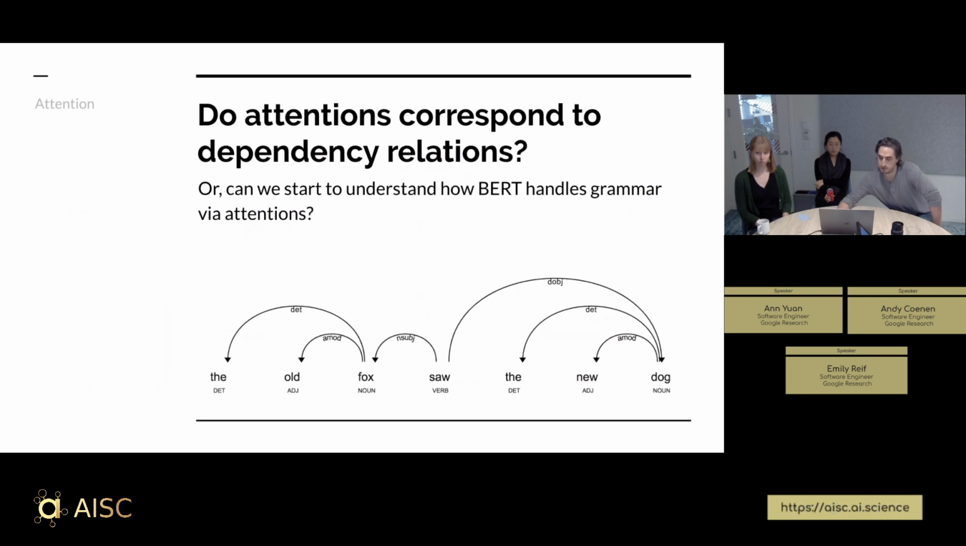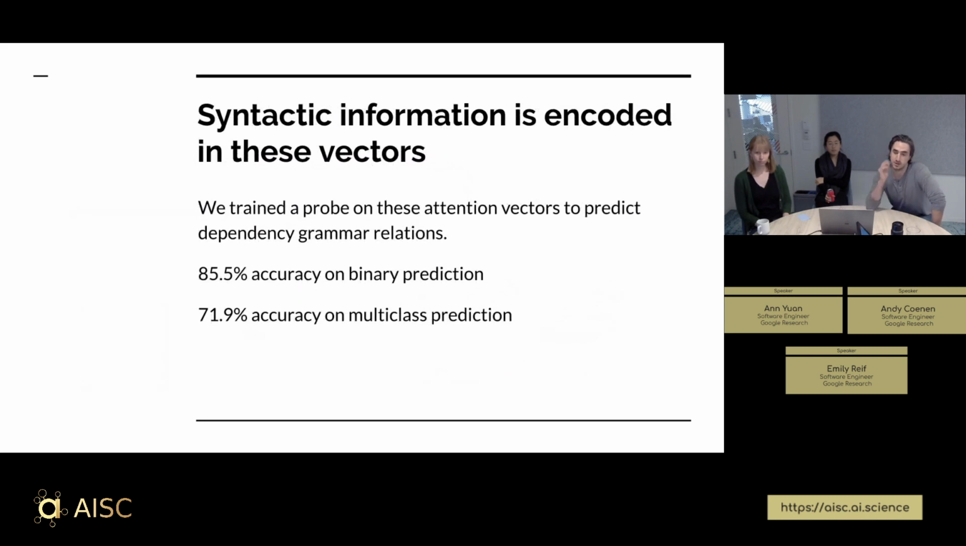And for any of these sentences, we can find their dependency parse tree and then see if those dependency relations correspond to the given attention vectors. What we did to check this is train a simple linear classifier to ask two questions. The first was, are any two tokens connected via a dependency relation based on the attention vector? And we found that for that binary prediction, we could answer with 85% accuracy.